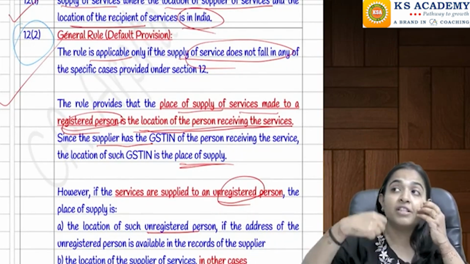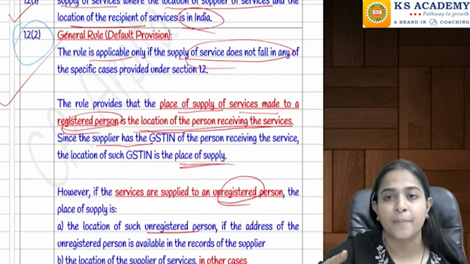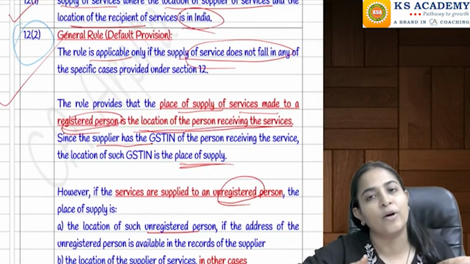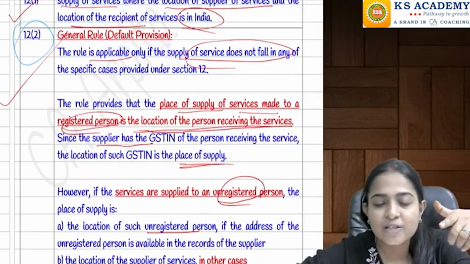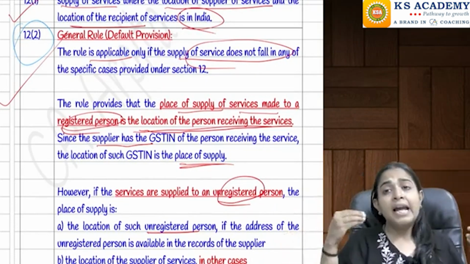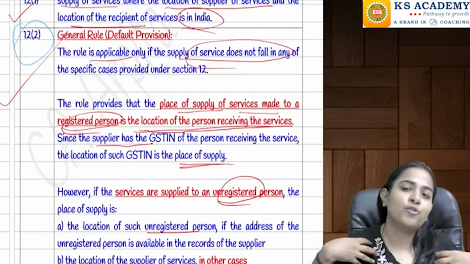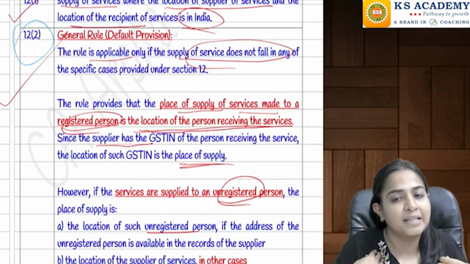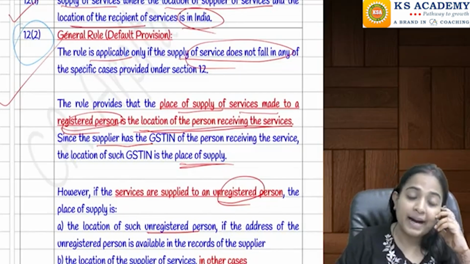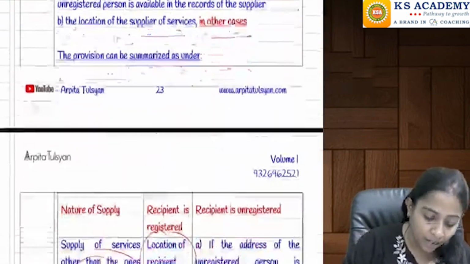But what if the service is being given to an unregistered person? If we have the address of that person available, the place of supply will be the location of his address. But if his address is not available, and we do not have any details of the location of the recipient, then the location of the supplier will be considered as the place of supply. Are you clear till here? Yes, this is the default provision under section number 12(2).